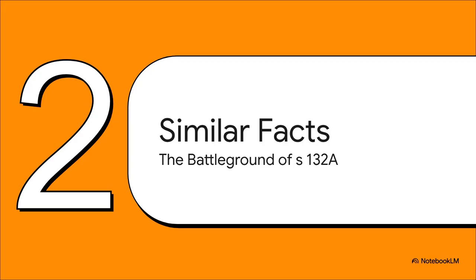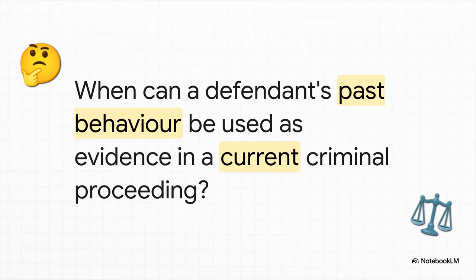Okay, now for a section you absolutely have to get your head around, Section 132A. This is a real beast. It's complex, it's highly examinable, and it deals with one of the most powerful and, frankly, most prejudicial types of evidence out there, similar facts. So here's the core problem, right? When is it fair to use someone's past actions against them in a current case? It's this incredible tightrope walk between the value of that evidence and the huge risk of unfair prejudice.